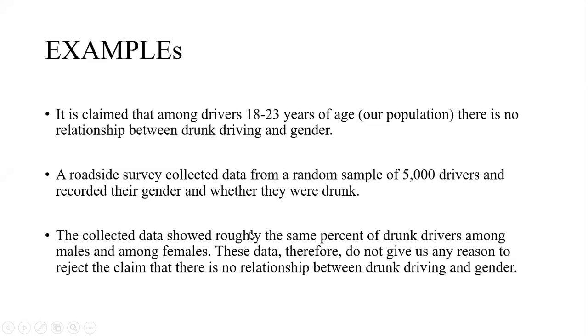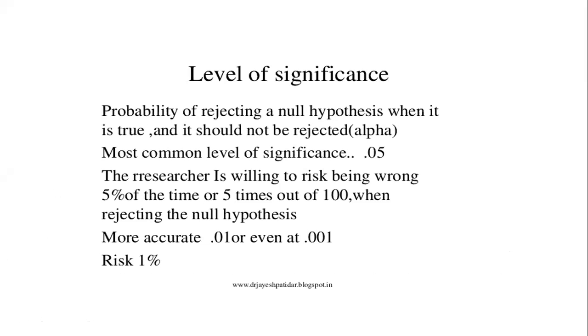So let's move to what is level of significance. Normally level of significance is the probability of rejecting the null hypothesis when it is true and it should not be rejected. Normally we call level of significance the alpha value also. Alpha, that is the symbol. The most common level of significance is 0.05. I think this is a very familiar value for you. I think all of you master level students have undergone your basic degree and basic research, so almost you have come across this significance value.